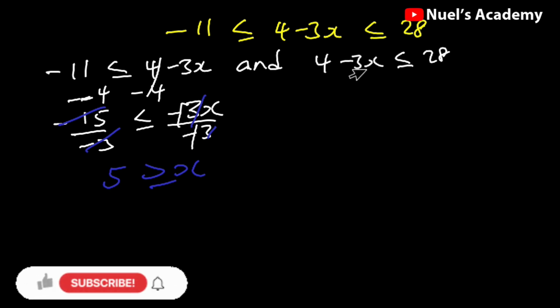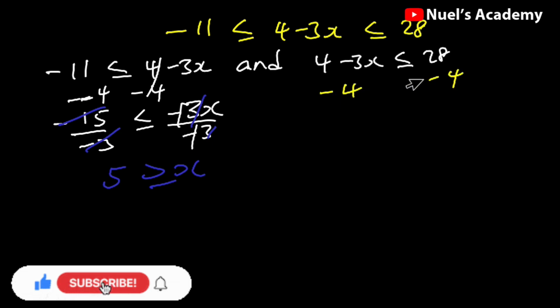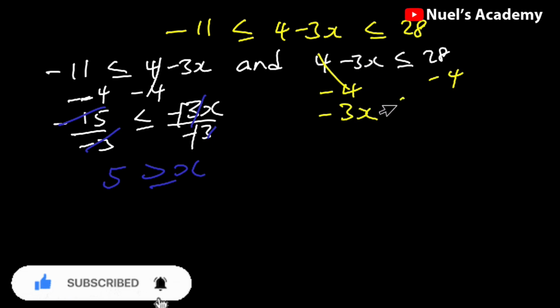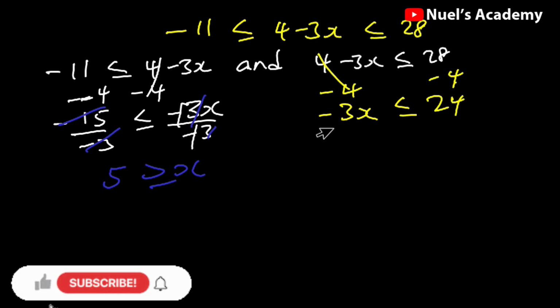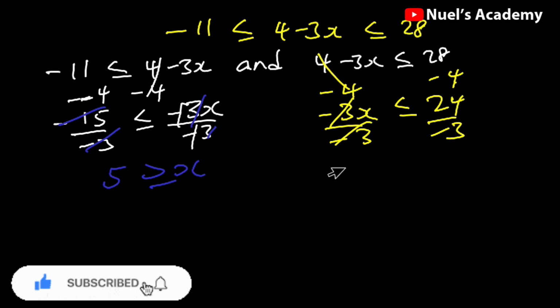So let's solve the right hand side. We have 4 minus 3x is less than or equal to 28. So let's subtract 4 from both sides. So this will cancel. Then we have negative 3x is less than or equal to 28 minus 4 is 24. So let's divide both sides by negative 3. This and this will cancel, and then we have x.